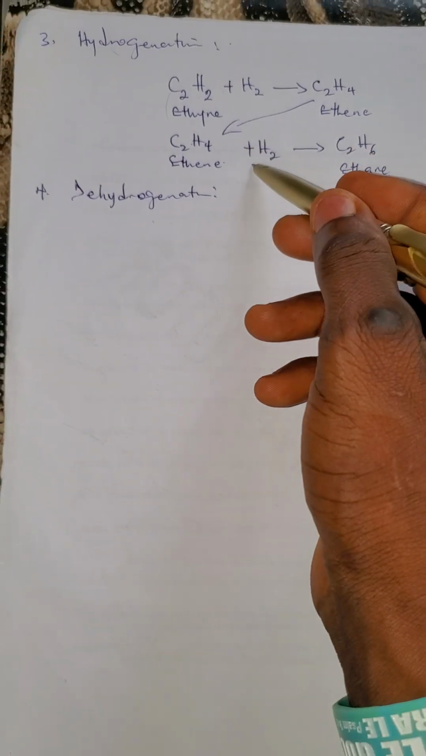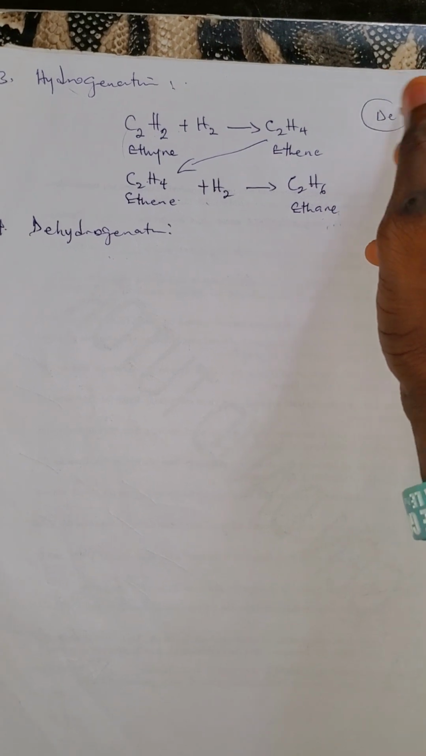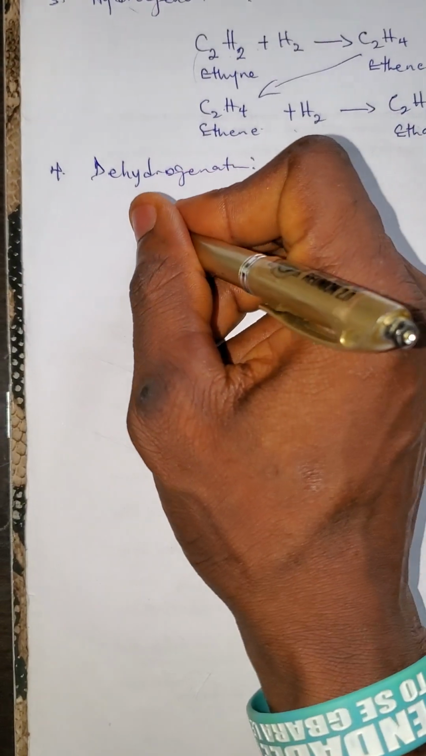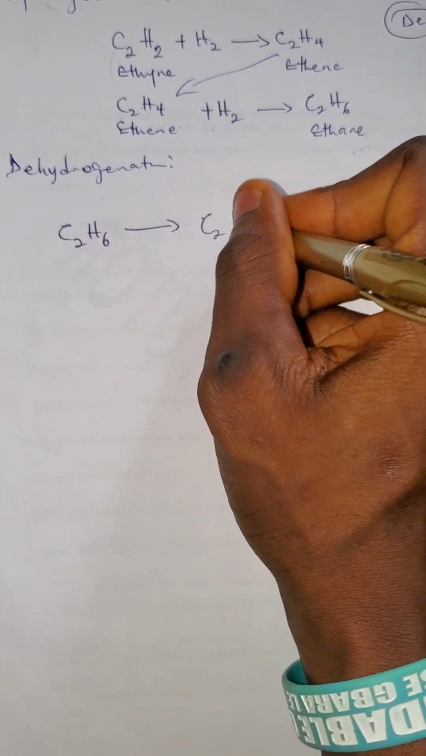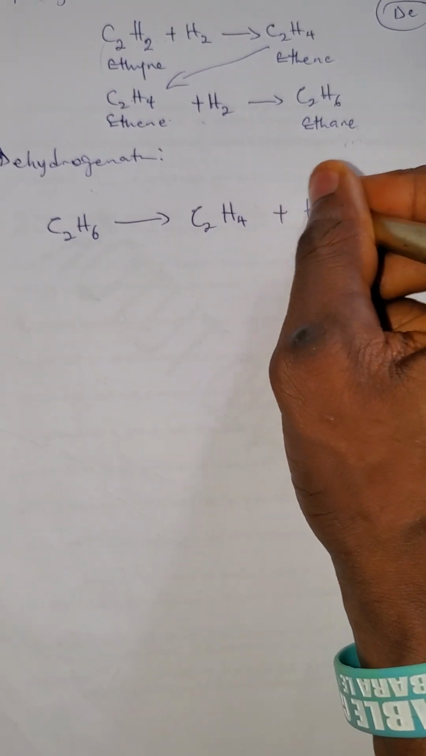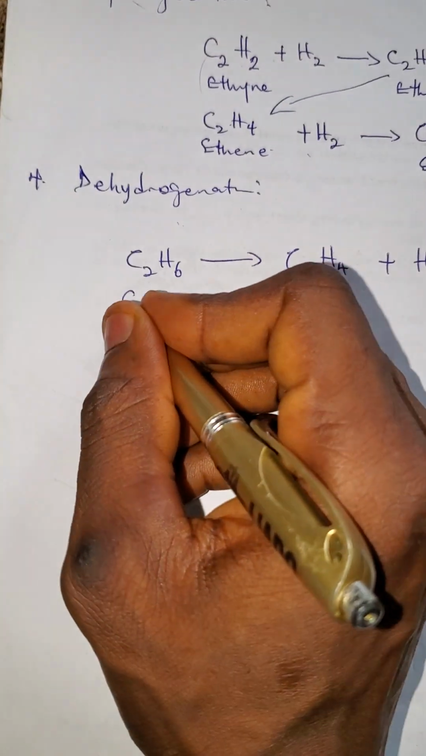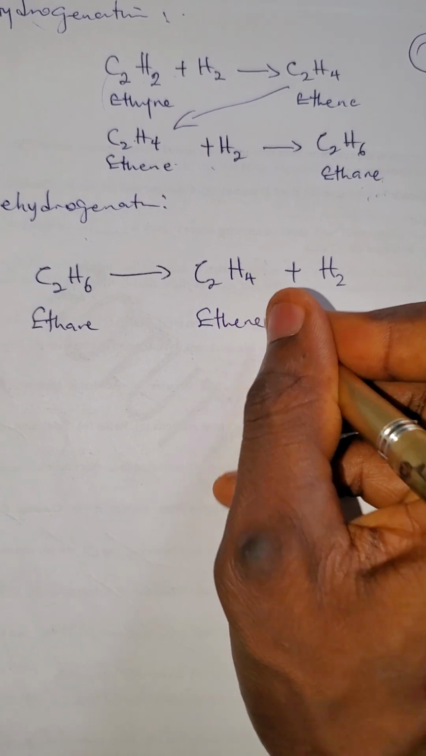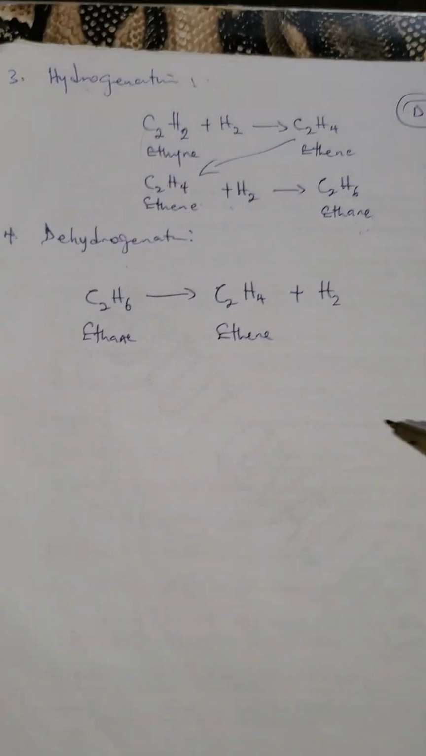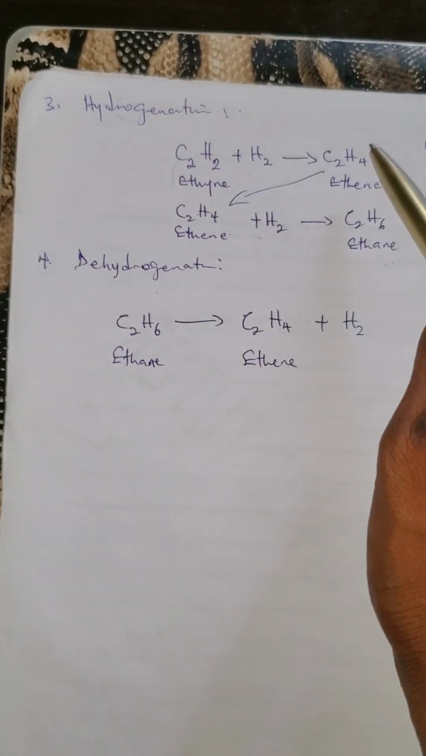As you can see, the inverse, the opposite of this reaction, is dehydrogenation. Opposite of hydrogenation is dehydrogenation. Anywhere you see D, it means removal. So I can have C2H6 to give us C2H4 plus H2. This is removal of what? Of hydrogen. There's a removal of hydrogen from this ethane to this ethene. They can even ask you that hydrogenation of ethene will give us the production of what?